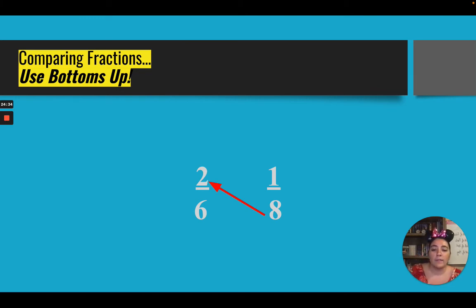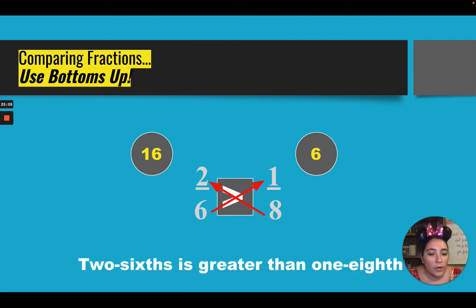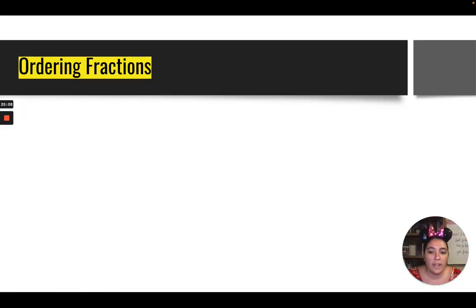Okay, and we're back. So you should have done step 1, 8 times 2. Find that product of 16. Next step, 6 times 1. And the product is 6. When I compare these, I can see that 16 is larger than 6. That tells me that 2/6 is greater than 1/8. So when I put in my little symbol, nom nom nom, Mr. Alligator is hungry. He wants the bigger fraction. Okay. Word form, 2/6 is greater than 1/8.